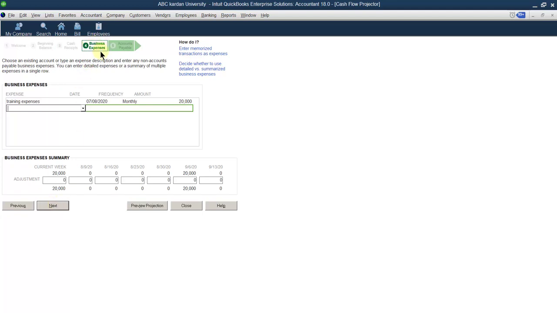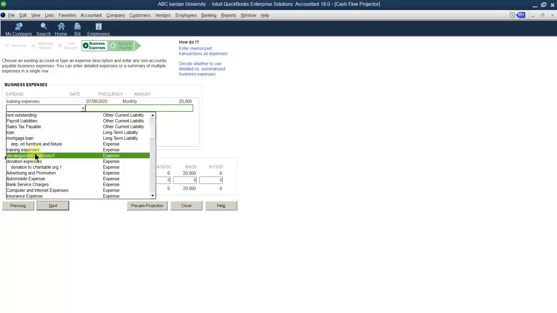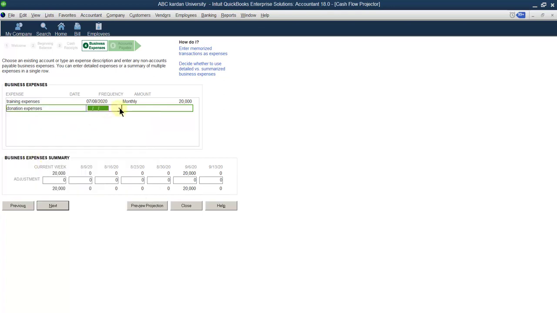This is regarding expenses. Then you have to provide information regarding your expenses. For example, let us say one of the expenses that I have to pay is donation expenses. And which day you pay this one, for example, on this day. And then how you paid, whether on weekly basis, bi-weekly basis, semi-monthly or monthly basis. And remember this one, this cash flow projector is made based on weekly basis. Let us say, for example, you want to pay it on weekly basis. And how much is the inflow?